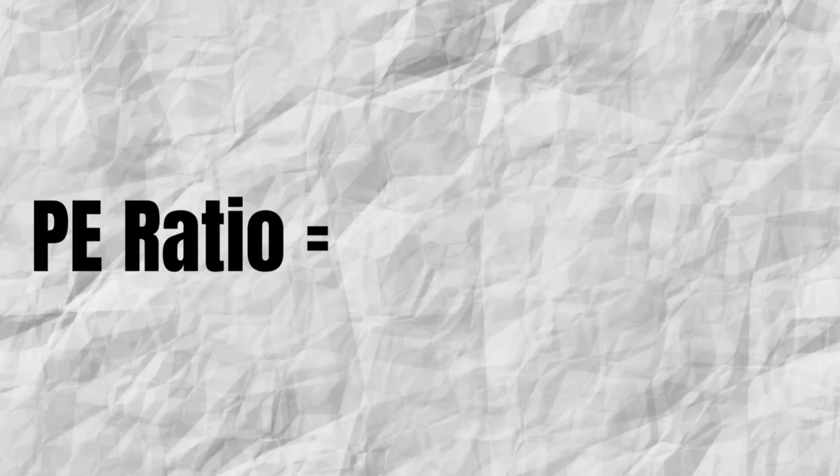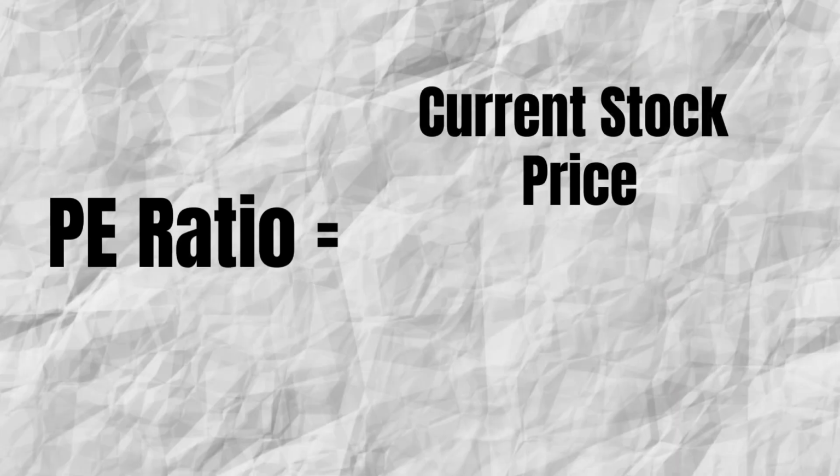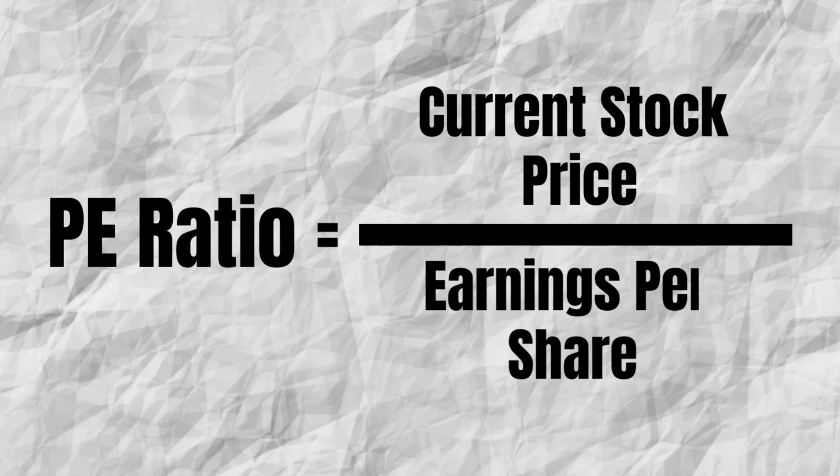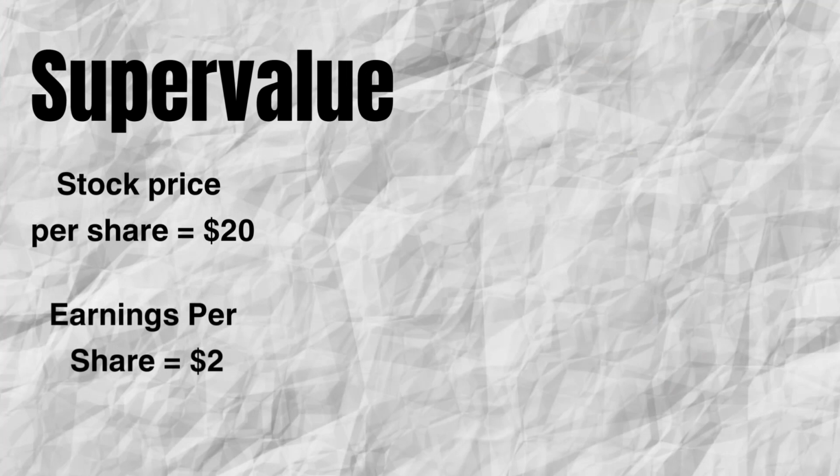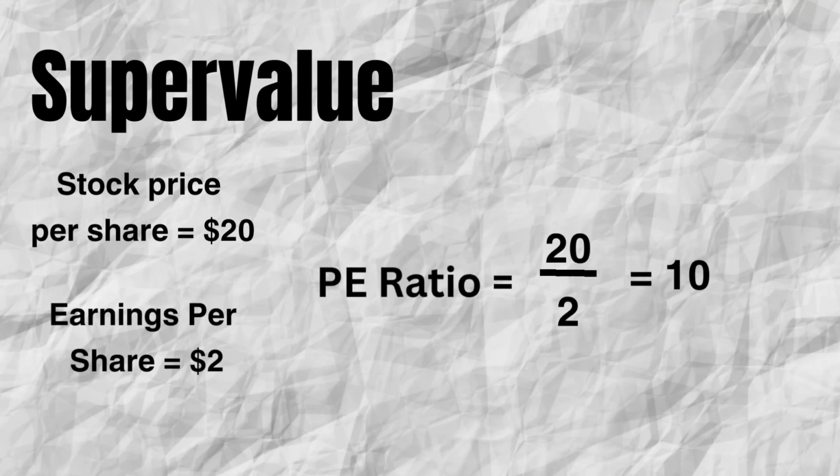To simply put it, the PE ratio is the current stock price a company is trading at, divided by the company's earnings per share. For example, let's say we had a company, let's call them SuperValu, and they had a stock price trading at $20 a share and an earning per share of $2. This would mean SuperValu would have a PE ratio of 10, as $20 divided by 2 equals 10.